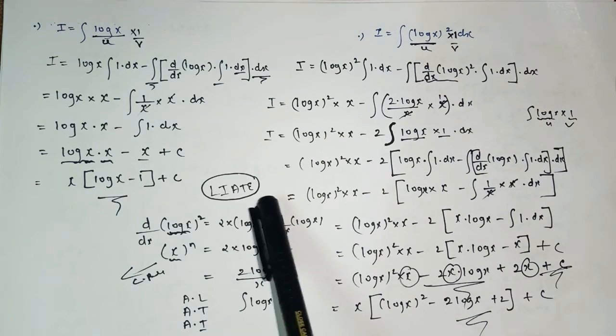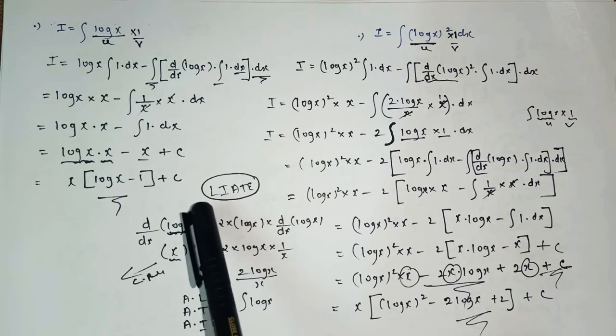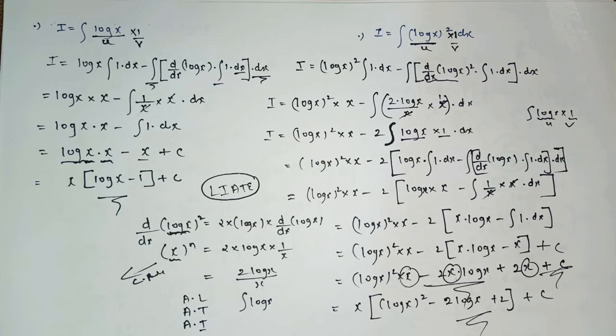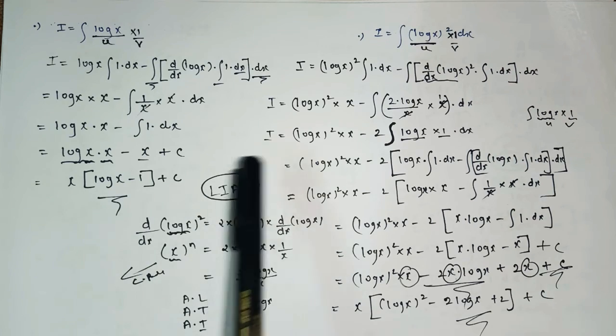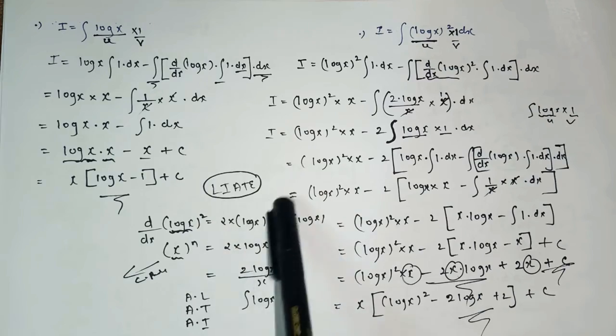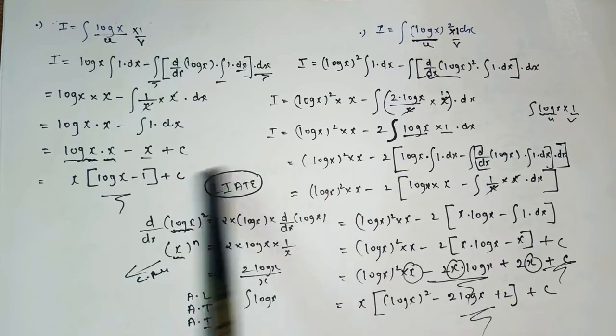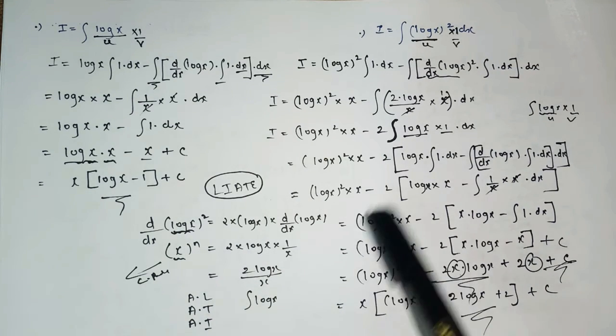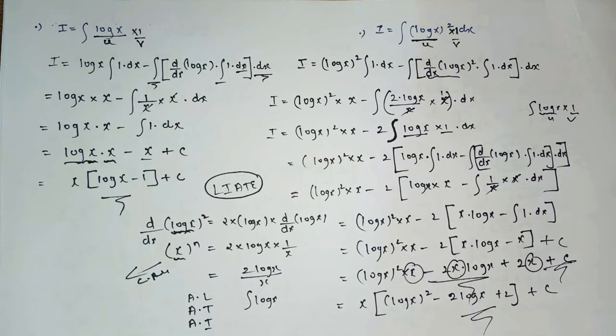So what is this letter? That is LIATE. We pronounce it as light. L stands for log, I for inverse, A for algebraical, T for trigo, and E for exponential. So you have to see this alphabet, first come first. Whichever alphabet comes first, you have to consider that alphabet as u, and then the second alphabet as v.